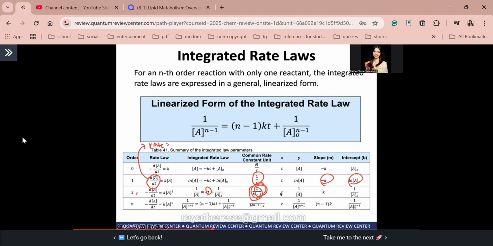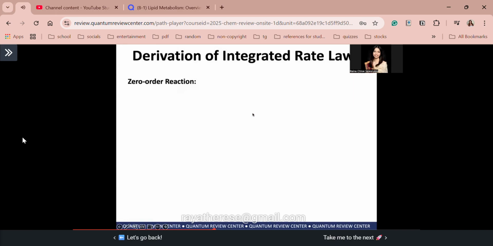And then guys, the X value is T, Y value is 1 over concentration, the slope is just K, not negative K, okay? And the intercept is 1 over A naught. Again, guys, very helpful ng table nito. Now, how can we exactly derive these equations based on the basic rate law? Okay, so paano ba natin ito ma-derive? Just in case makalimutan nyo.